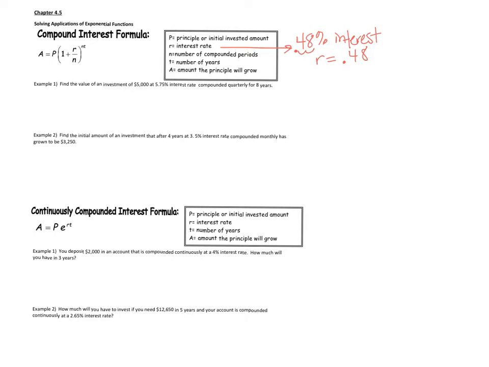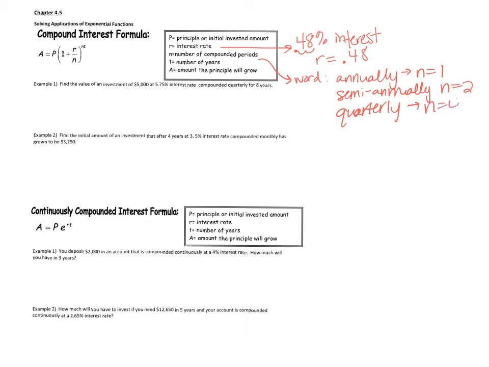Then N is going to represent the number of compounds per period. What that means is this is going to be some sort of a word. If it says annually, I'll use N to equal 1. If it says semi-annually, then I will use N to equal 2. Let's say it says quarterly, then I would have my N equal 4. We could have monthly, which would mean N would equal 12. And then you could have bi-monthly, which would be N equaling 24.